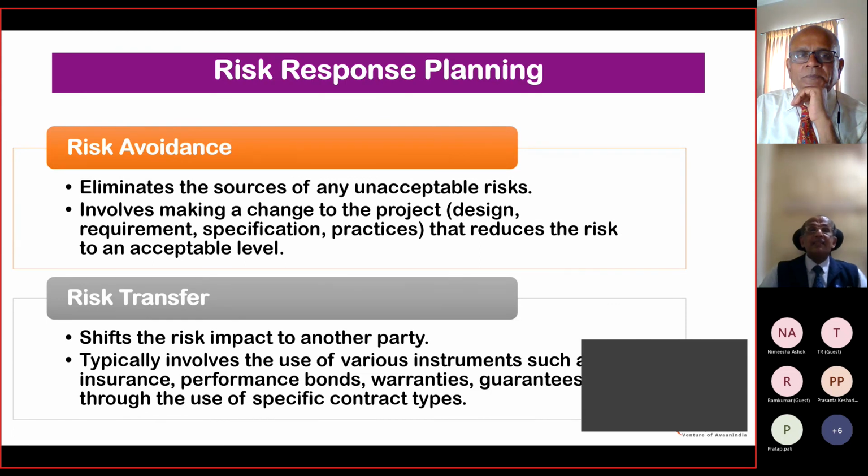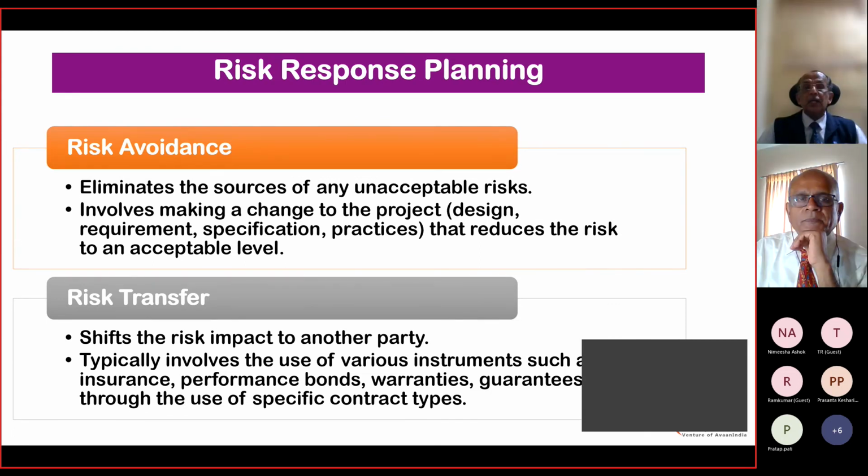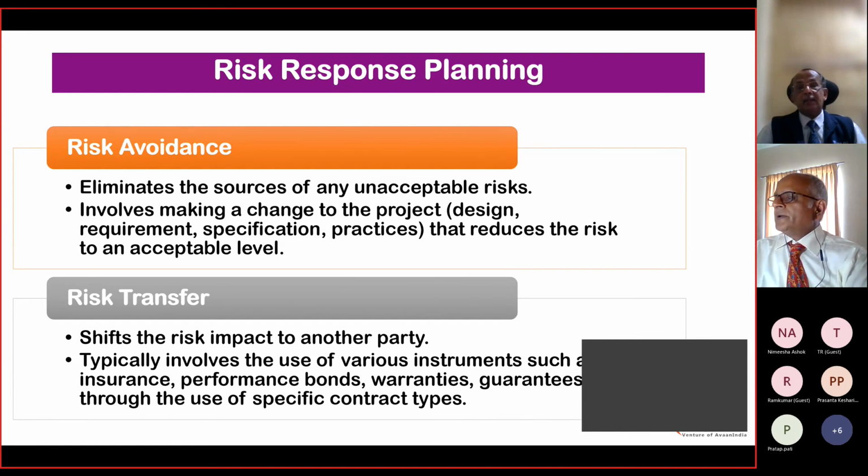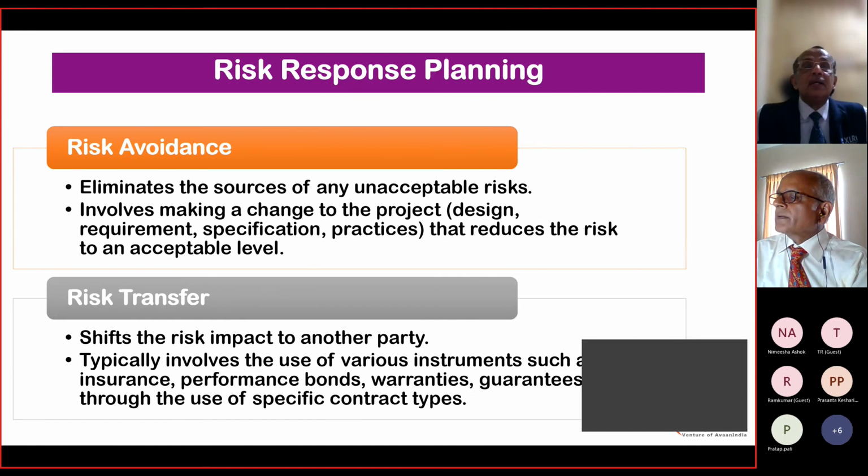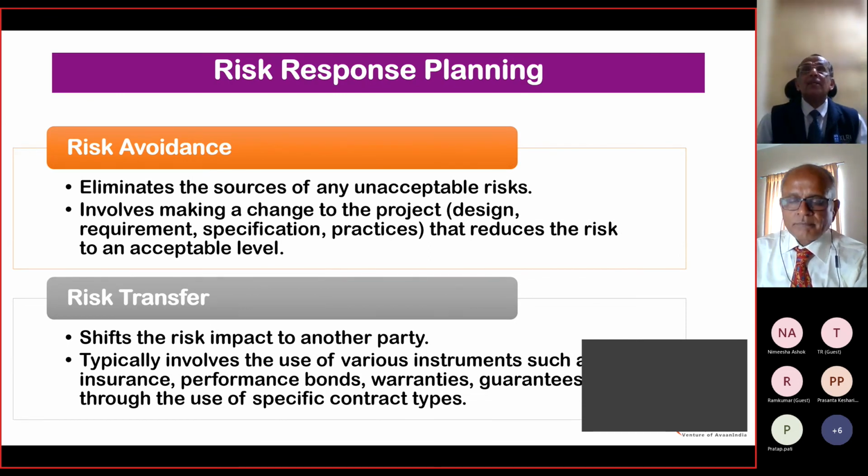Let's look at the risk transfer. Shift the risk impact to another party. It typically involves the use of various instruments such as insurance, performance bonds, warranties, guarantees through the use of specific contract types. So this is something which is straightforward, which we have talked about. How do you transfer the risk? This is where we talked about liability insurance, insurances which are part and parcel of the risk of your operation.